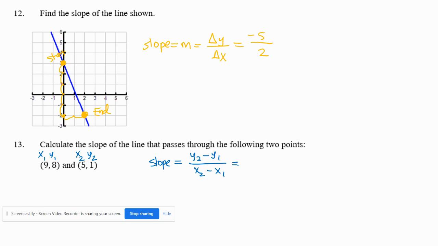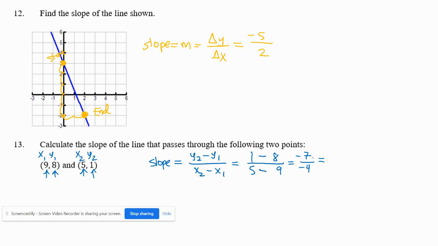Okay. Sometimes what I recommend students, put the minus signs right away, because if there's double negatives, we're not going to catch that sometimes. All right, so let's plug things in. y2 is 1 minus y1, which is 8. x2 is 5 minus x1, which was 9. Okay, in your numerator, 1 minus 8 gives us a -7. Your denominator, 5 minus 9, gives you a -4.